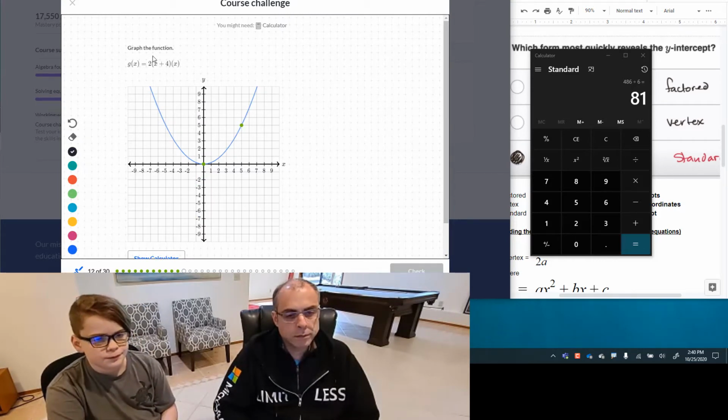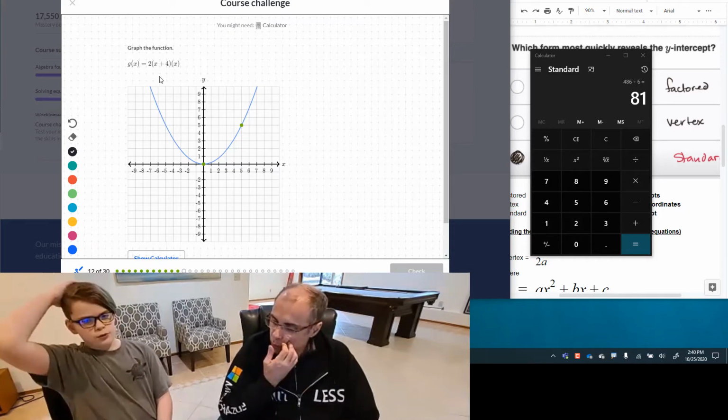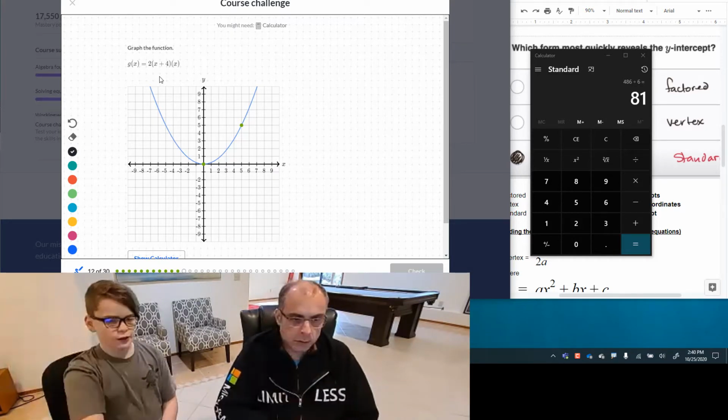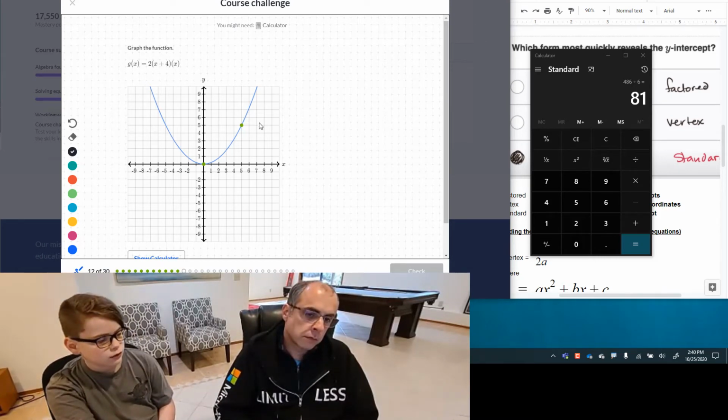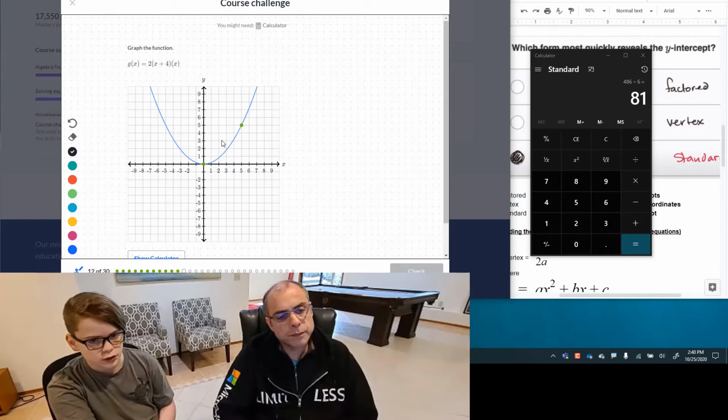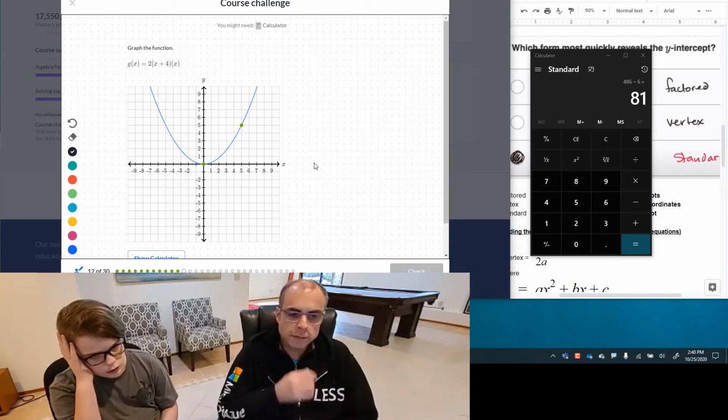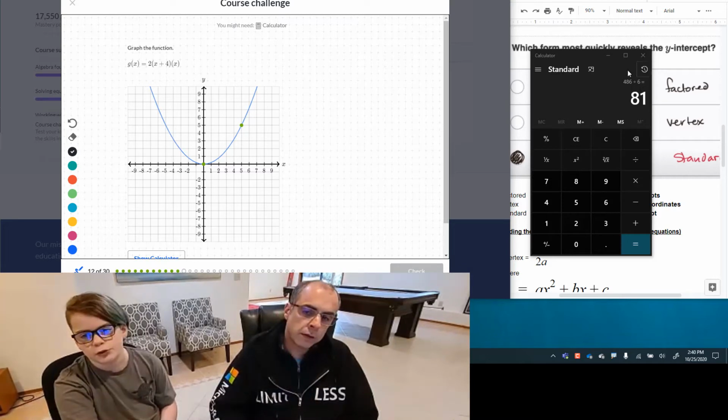So okay, if I plug in 0 for x to find the y-intercept, I'll just get back 0. Okay. So then, yeah, you would. That's correct. Oh no, but it's in vertex form, so we just do that. Is it in vertex form?